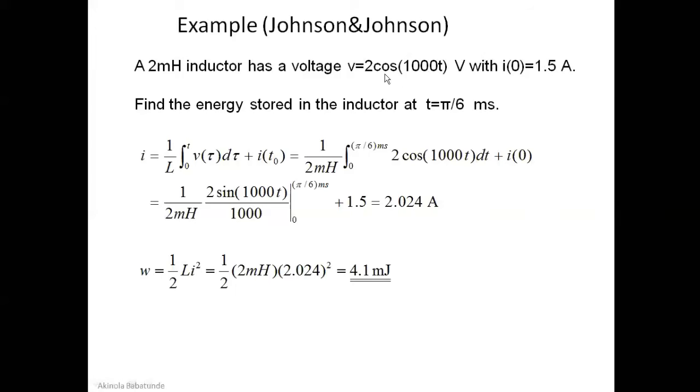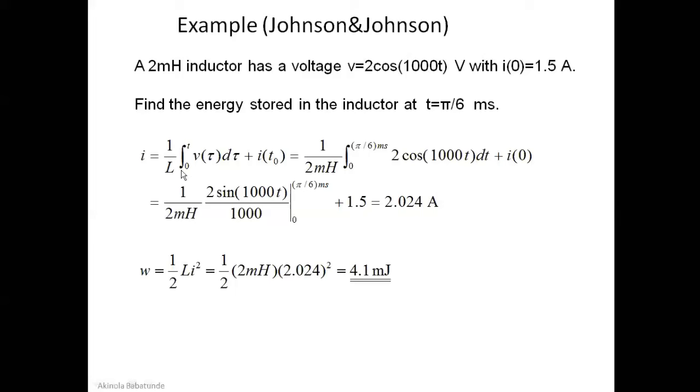So we know our v to be 2 cos 1000t, and we know our L to be 2 millihenry. Automatically we can just substitute all of those, and we know our time is pi over 6, so we are going from 0 to pi over 6. So i will be equal to 1 over L, that's 1 over 2 millihenry, integral from 0 to pi over 6, since our t is pi over 6 milliseconds, of v as a function of time, 2 cos 1000t dt, plus i(t0), which in this case will be 1.5. You can put 1.5 there.